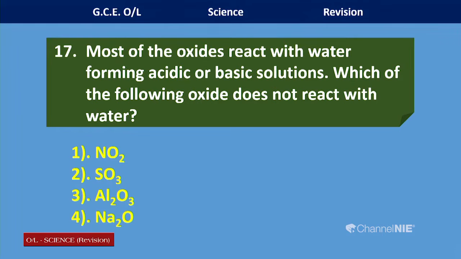Second one, sulfur trioxide SO3, it is also an acidic gas. When you dissolve sulfur trioxide in water, it produces sulfuric acid H2SO4. Number 3, aluminium oxide Al2O3. So, aluminium oxide, it is an amphoteric oxide, it reacts with acid and bases, but it does not react with water. So, aluminium oxide does not react with water, but it reacts with acid and bases. So, that is an amphoteric oxide.